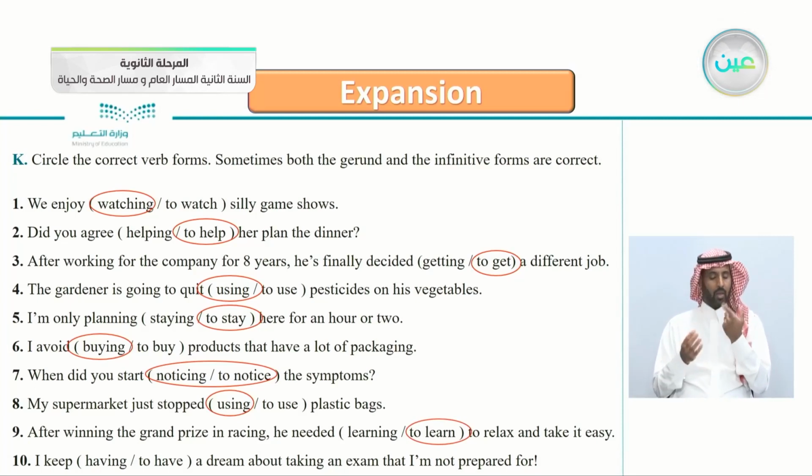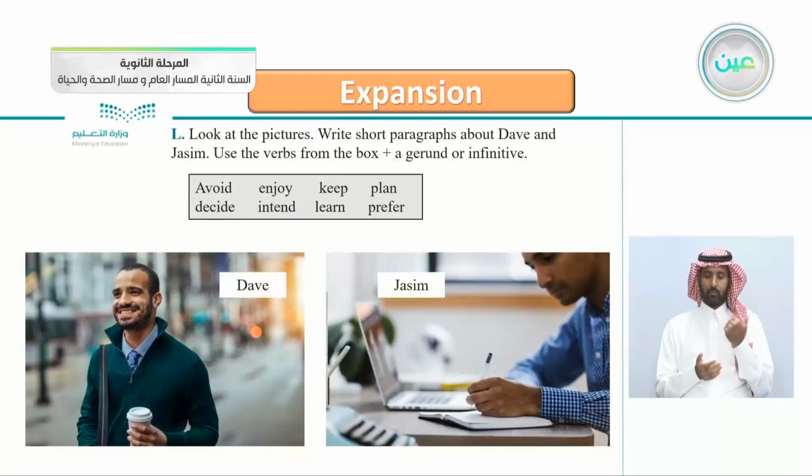Last one here: I keep having a dream about taking an exam that I'm not prepared for. Maybe this is a nightmare. So continuing here with the next exercise: look at the pictures and write a short paragraph about Dave and Jasim. Use the verbs from the box plus the gerund or infinitive. We have the verbs here: avoid, enjoy, keep, plan, prefer, learn, intend, and decide.